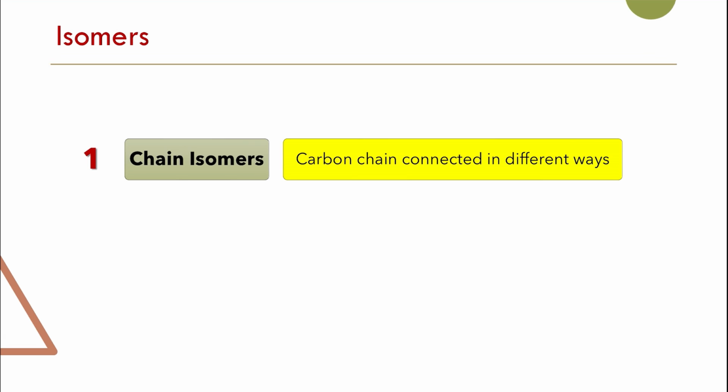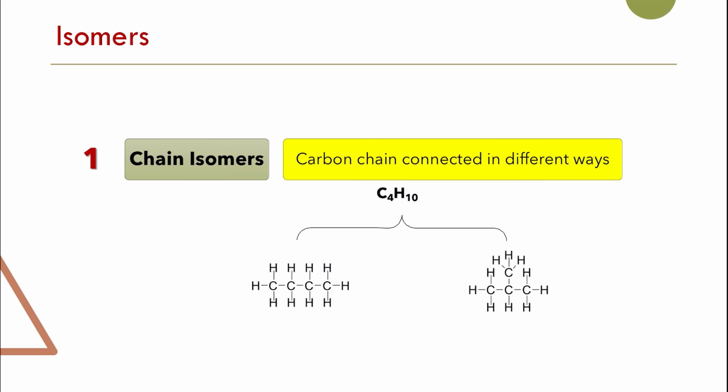Chain isomers are compounds which have the same molecular formula. However, the carbon chain connection is different. For example, if you have a compound that has a molecular formula of C4H10, you could have one of these two compounds. The first one is a simple butane, 1, 2, 3, 4 carbon atoms, or you could have this compound, which is methyl propane, where you can see that there is a difference in the chain here.